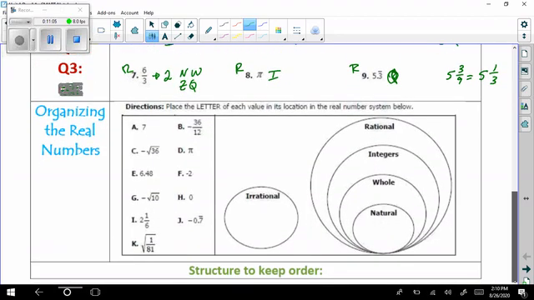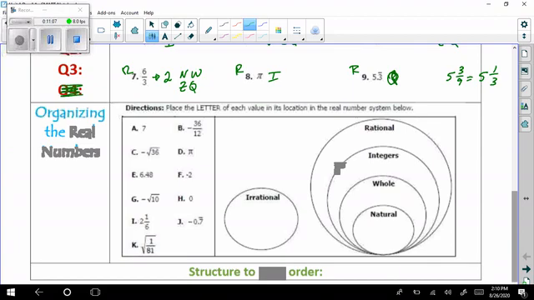Okay, on this next little set, I would like you to place the letter of each of these right here. I want you to put those where they belong. So if A belongs here, try to keep them somewhat organized so that I can read them, all right? Try those on your own.